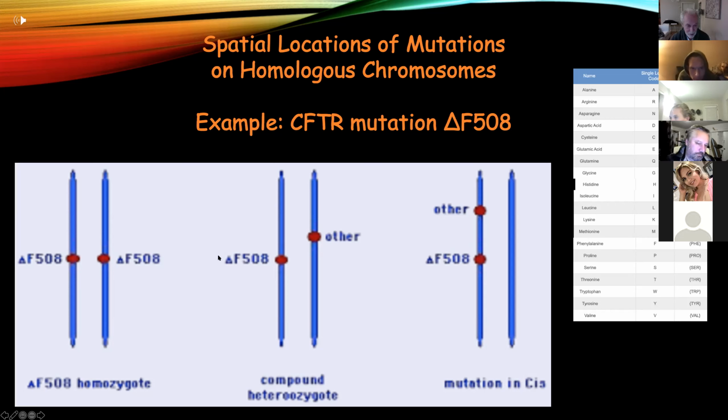Now, it doesn't have to be 2 of the same thing. One chromosome can have a delta F508 mutation, and the other chromosome can have a different mutation in the same gene. That can also cause disease, and that's called a heterozygote. Or deletion F508 can occur at one position, and there can be another cystic fibrosis mutation at a different position on the same chromosome. Those are called mutations in cis, as opposed to this other one, which are mutations in trans.